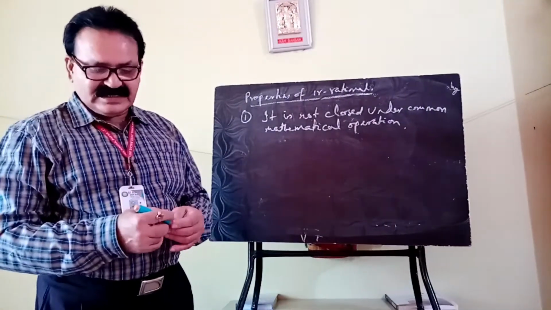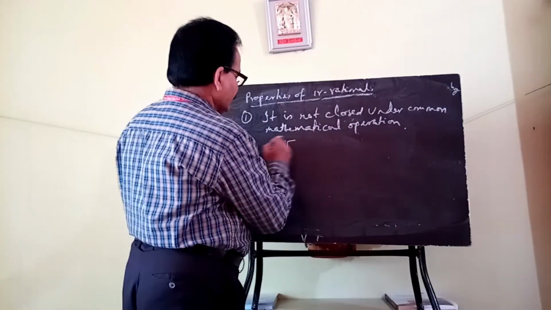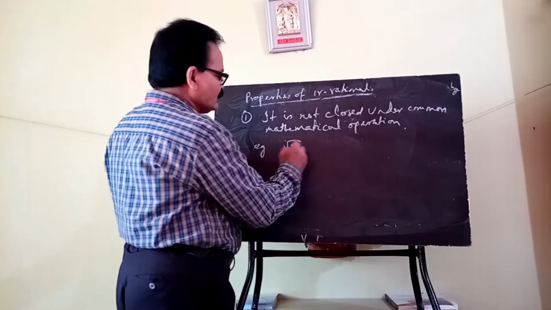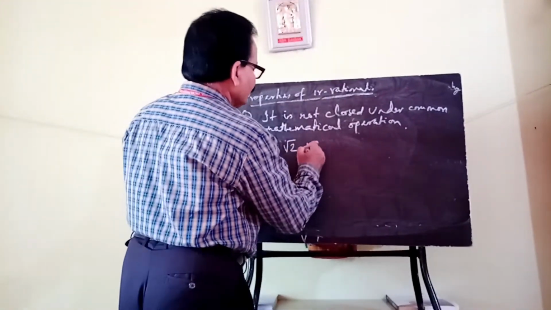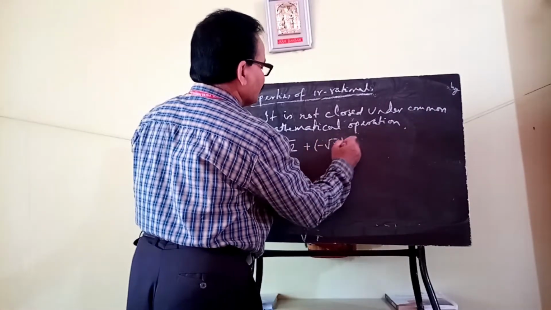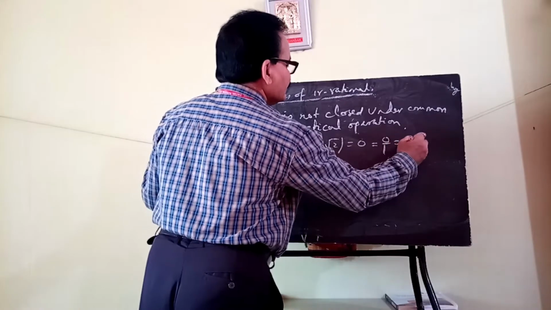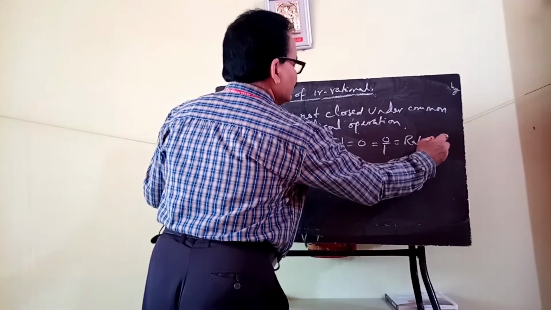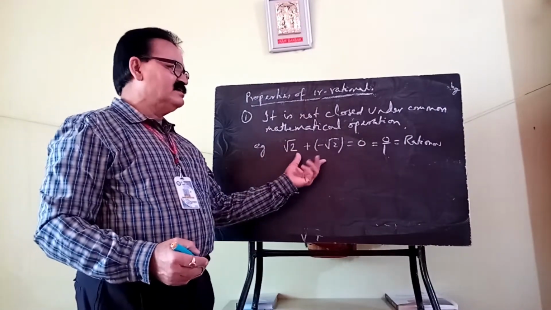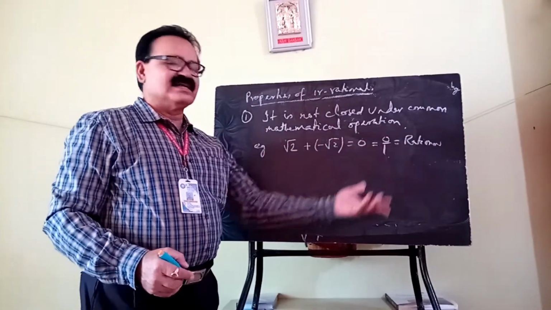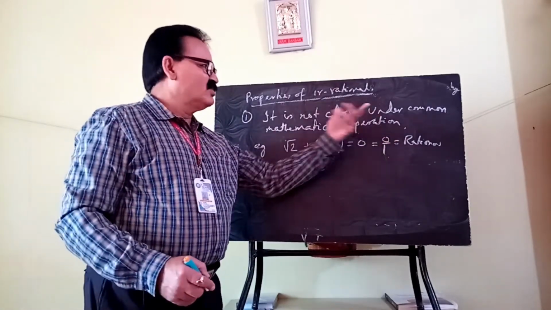Clear? Suppose we consider root 2, an irrational number. If you add it with minus root 2, what will happen? It will be 0, and 0 means 0 by 1, which is rational. So when these two irrationals are added, your answer is rational. That means it is not closed.